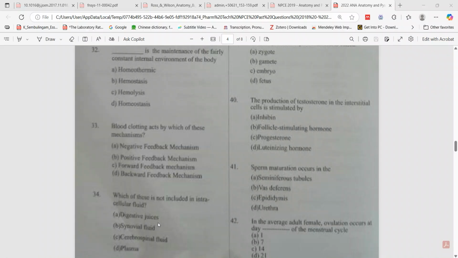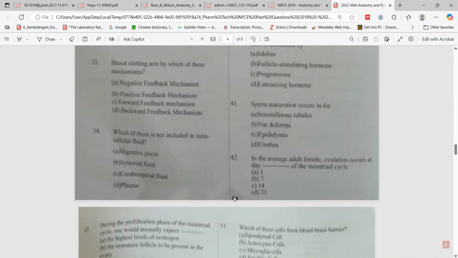33. Blood clotting acts by which of these mechanisms? Positive feedback mechanism. I actually said it during the lecture that the platelets will be mobilized. When there's an open injury, the platelets will be mobilized until the cascade of hemostasis, not homeostasis in this sense, is complete. Okay, so 34.